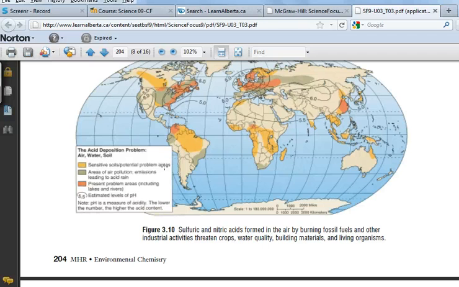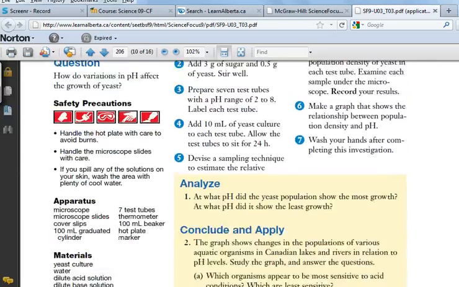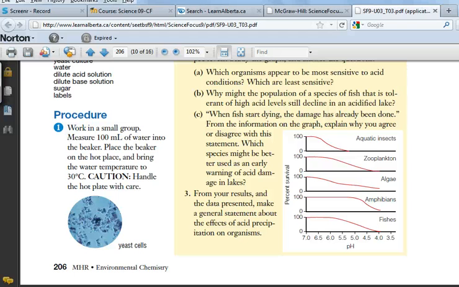So here's the global concern. It tells you on here areas that have acid precipitation problems, in the water, soil, or air. And let's go to the next question, which talks about how it might affect aquatic organisms.